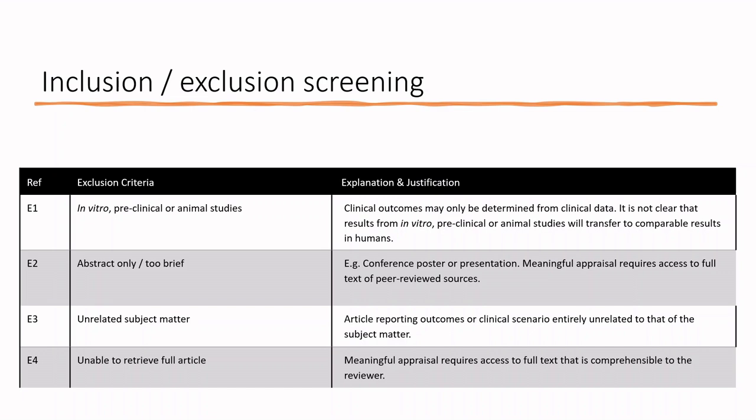And this is an example on the screen. This is not complete. It's just some of the exclusion reasons that you might consider. So for example, the top one is where if a study was an in vitro study or preclinical or using results from animals rather than humans, it would be excluded under the code E1. And the justification is that oftentimes it's not clear that results from these types of studies will actually transfer to humans.